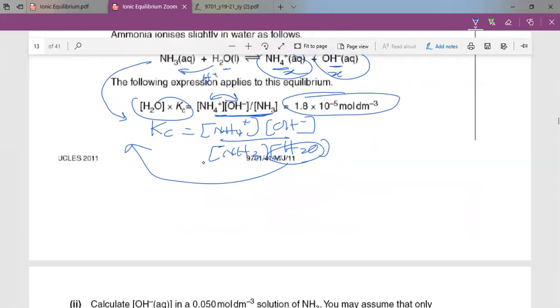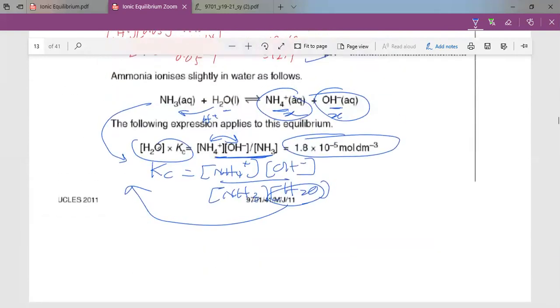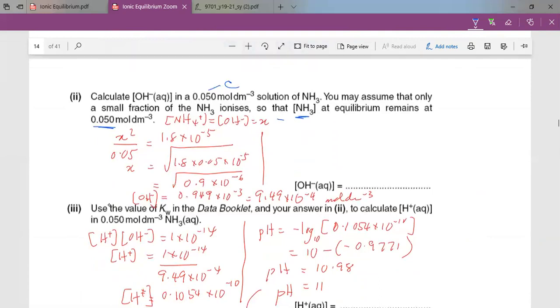X moles per dm cube. This is the important part here. So calculate OH minus in a 0.5 concentration of ammonia. You may assume that only a small fraction of NH3 is ionized. That means this one here is the same. Remember I told you here, NH4 plus and OH minus are the same, isn't it? Why? Because one more here, one more here, gives you one more and one more. So this and this are the same. That's why you can calculate. Otherwise, very difficult. Okay, same here.